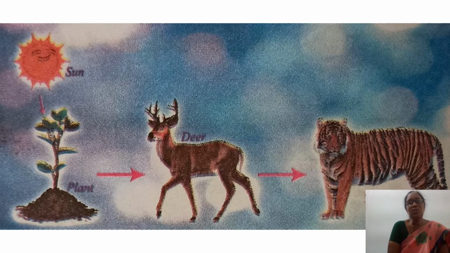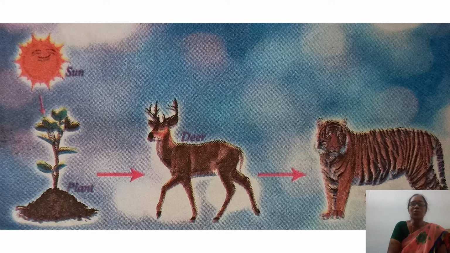Food means energy. Food means energy. Here sunlight is in the plants. So when we eat plants, we get energy. Deer gets energy from plants. Tiger gets energy from deer. So what's in food? Energy. Food is the other form of energy. Food and energy, right? So energy is transferred from one organism to another organism through the food.